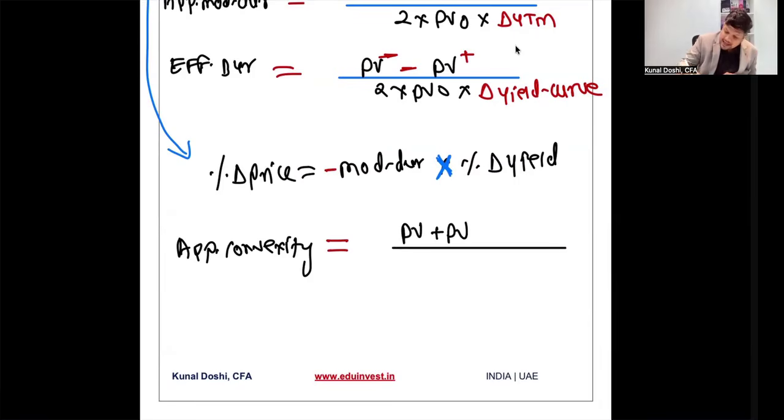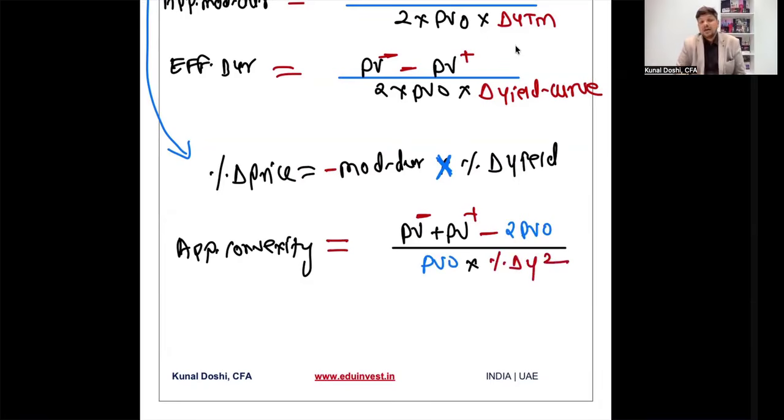PV changes, minus and plus, both we add and we subtract 2 PV0. 2 PV0 divided by PV0 into what we do? We do percentage change in yield square. Remember, if it is approximate convexity, it is YTM. If it is effective convexity, just the Y will become yield curve.